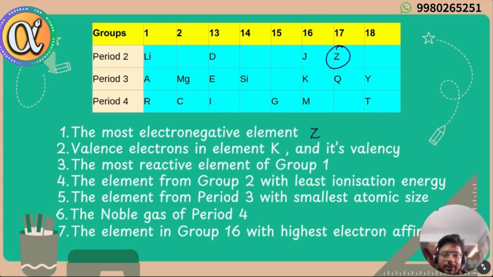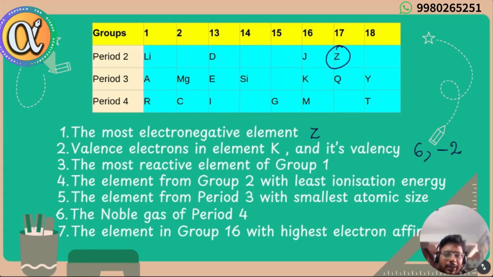Okay, next one. The valence electrons in element K and its valency. Valence electrons in K: 6 valence electrons. And valency will be 2 minus, -2. Okay.